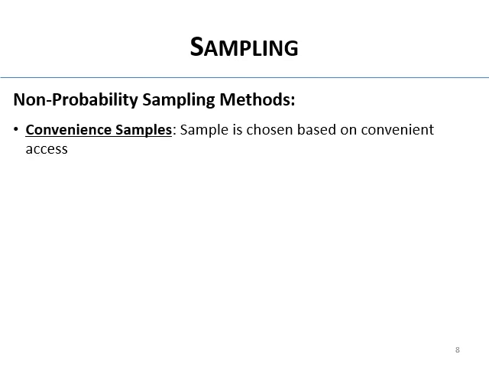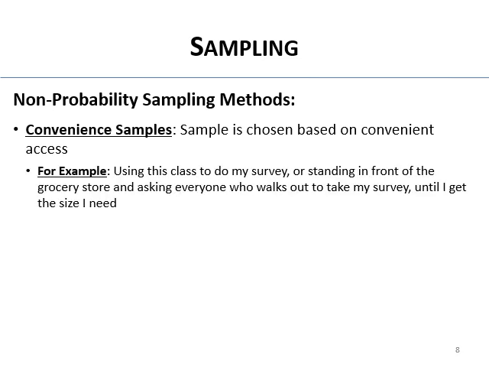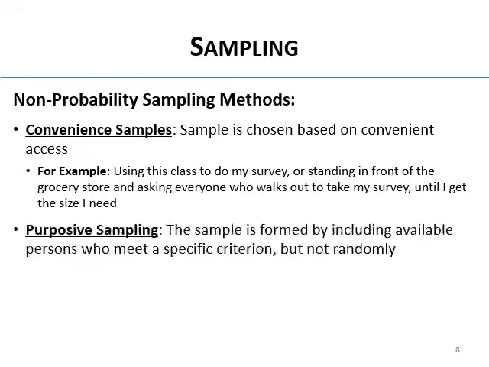So let's start with the most basic non-probability sampling methods. This is when you don't use random selection to choose your sample. The first one is convenience samples. You just choose a sample based on convenient access. So who do I have access to? My Facebook group, boom. Or I use this class to do a survey. Or I stand in front of a grocery store and I just ask everyone who walks out to do my survey. Any of those are just convenience samples. They're samples of convenience.